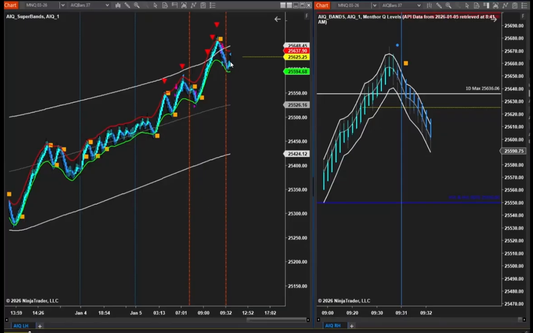So let's go ahead and start the playback. As you can see, price has come down. I've got my entry signal. Price is retracing a tiny bit. So then I'm looking over at my right-hand chart.